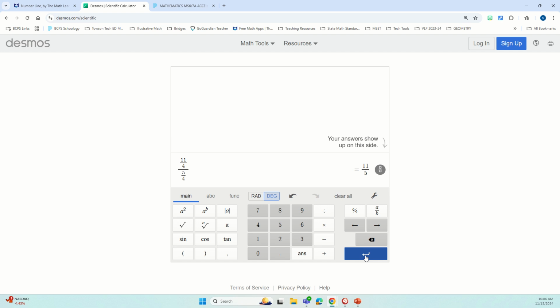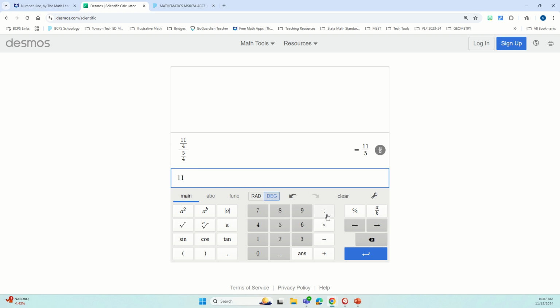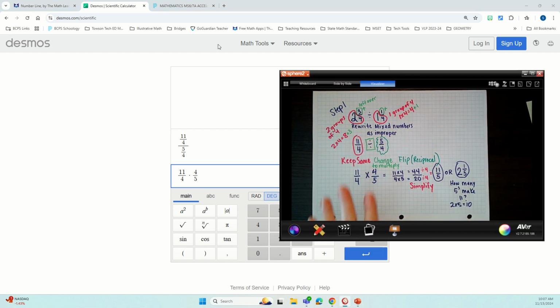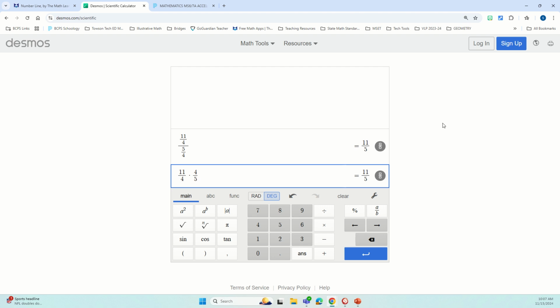Now, what if they do that keep, change, flip strategy? Keep 11/4, change it to times, and then flip it to 4/5. Let's show the answer that way. All right, 11/4, keep, multiply, flip, 4/5. Look, same answer. So students have multiple strategies. The algorithm, a number line, which this one was by far the easiest, even easier than a calculator, and then the calculator. They should be able to pick one of these strategies to solve.